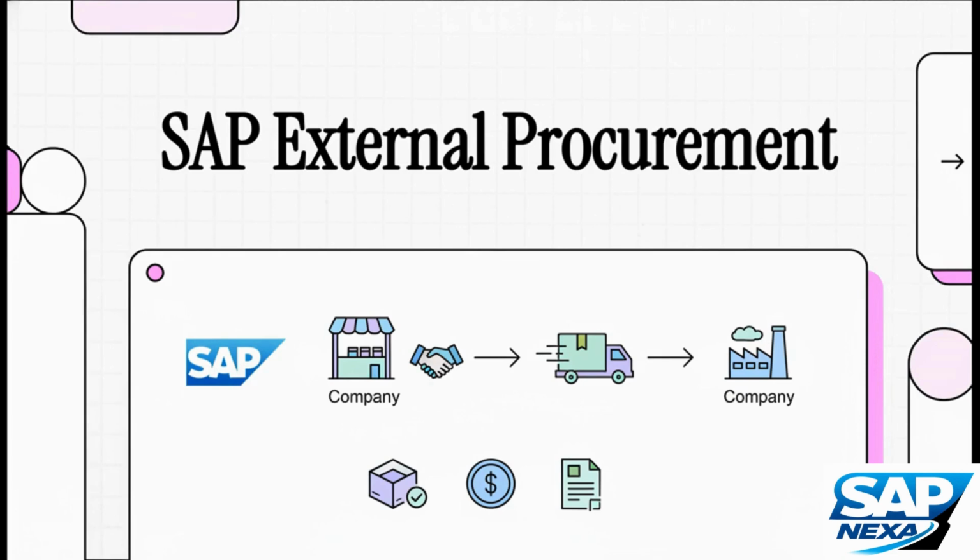to massive machinery? Well, you've come to the right place. In this explainer, we're going to pull back the curtain on external procurement, which is the absolute core of how businesses purchase things from the outside world.